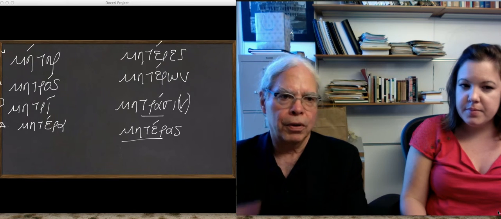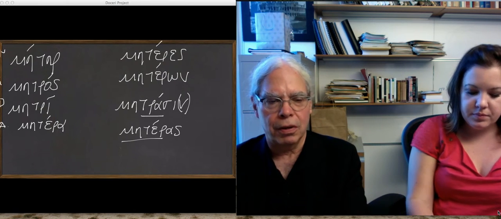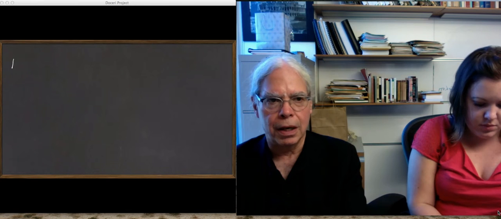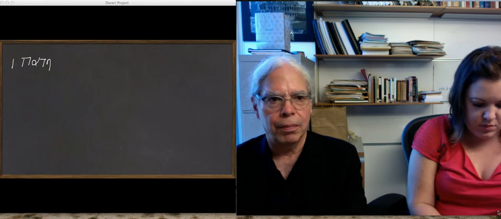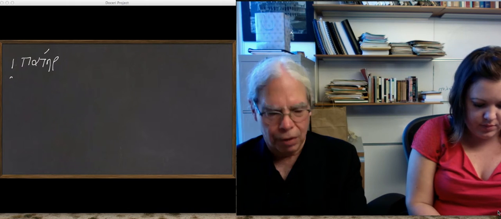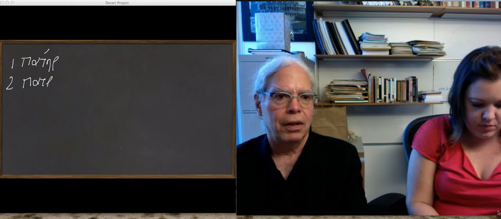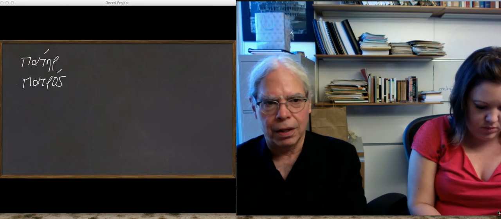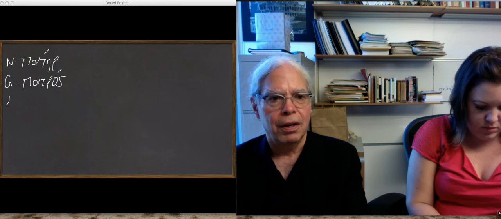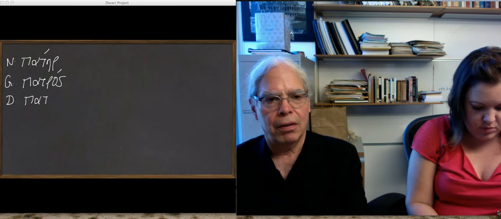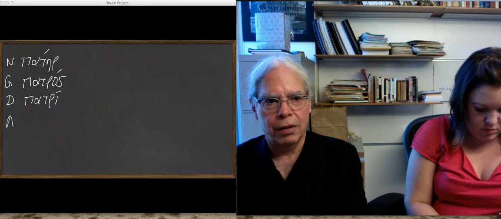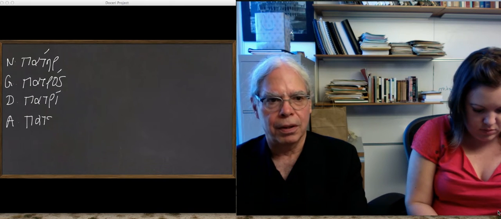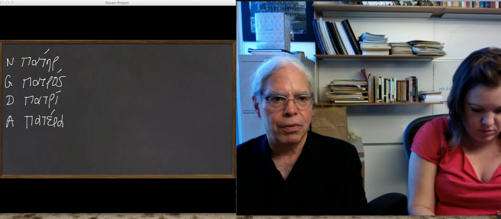Let's look at, the book doesn't give it to you, but let's look at the other nouns that are like this. Pater, patros is the genitive. And then there's an acute accent on the ending. And then it goes patri and patera. Patera, like matera, and so forth. And thugater has the same inflection, patera, with an acute. And thugater looks exactly the same.